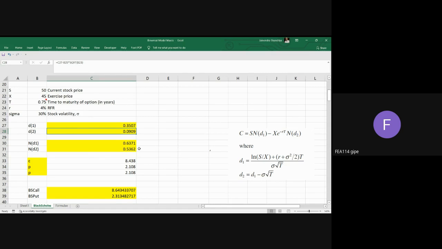Once you calculate D1 and D2, for this N(D1), you have to write NORM.S.DIST, this formula, and just select the D1 factor, press enter, and you get 0.6371. And for D2, if you want to calculate N(D2), again you write NORM.S.DIST and select D2, and then you get 0.5362.